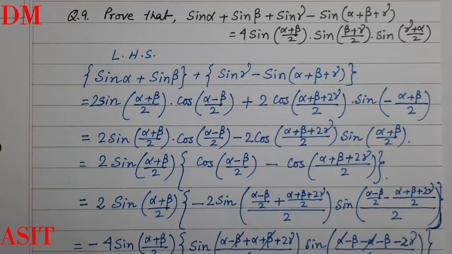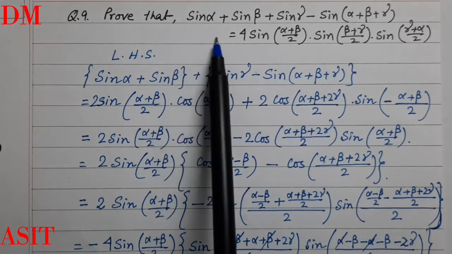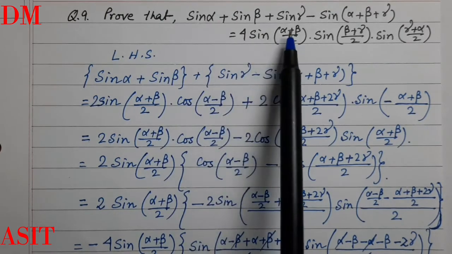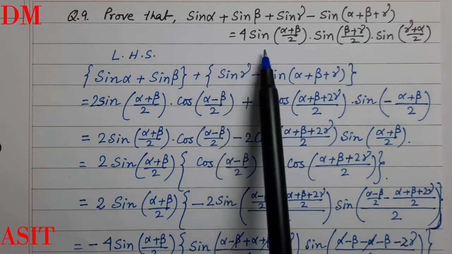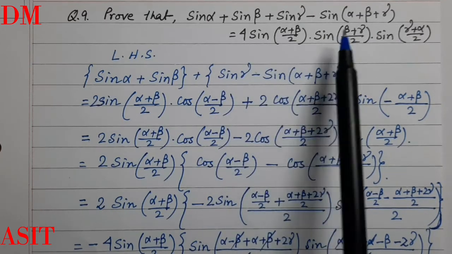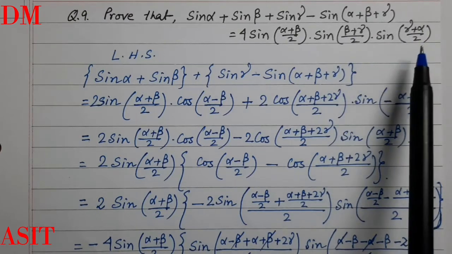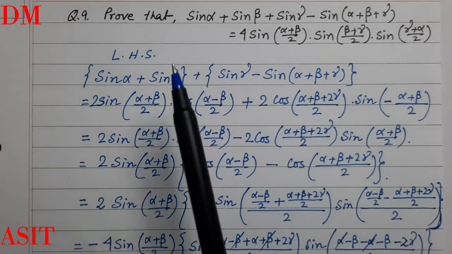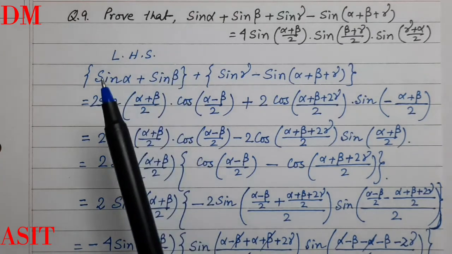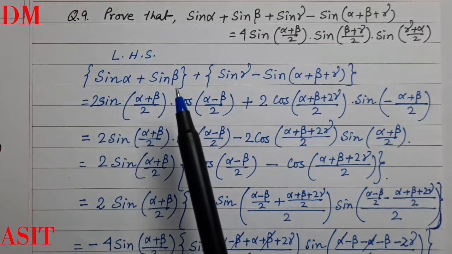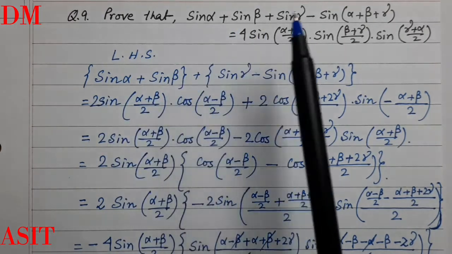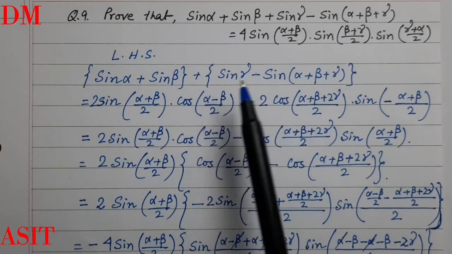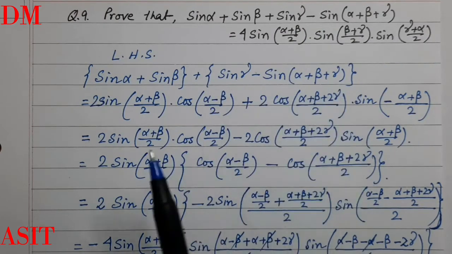Now let us see the next question, and this one is the last question of today's video. Here it is given: prove that sin alpha plus sin beta plus sin gamma minus sin of (alpha plus beta plus gamma) is equal to 4 sin (alpha plus beta) by 2 into sin (beta plus gamma) by 2 into sin (gamma plus alpha) by 2. So let us take the left hand side. It is sin alpha plus sin beta, I have taken these two terms together and these two terms together, sin gamma minus sin (alpha plus beta plus gamma).